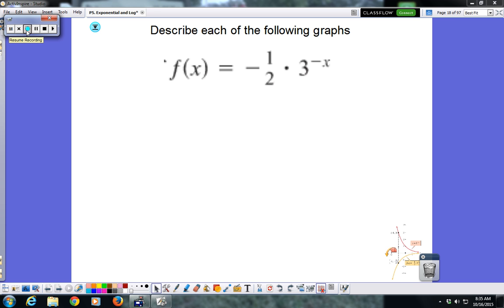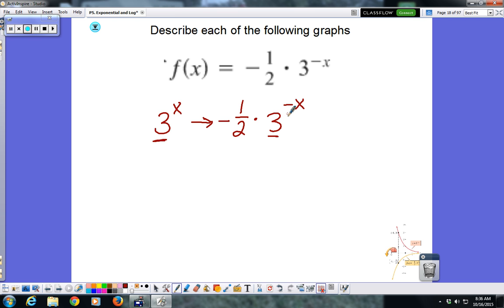Next problem, again, parent function here is the exact same. You have 3 to the x power, and we're going to transform that into negative, which is one transformation, 1/2, which is another transformation, times 3, that's from your parent function, to the negative x power. There's another transformation. 3 things are happening to this function.